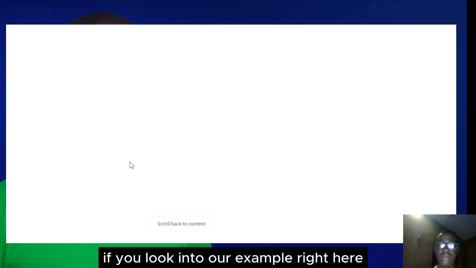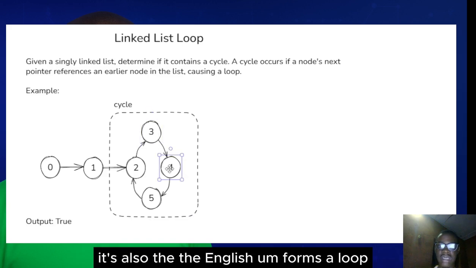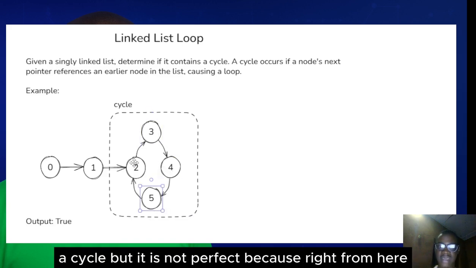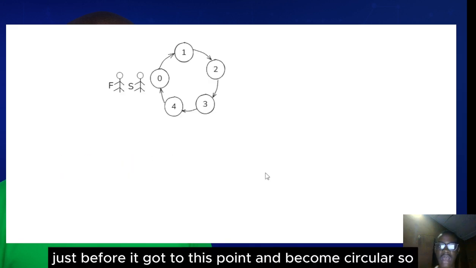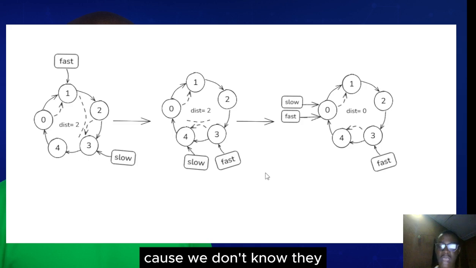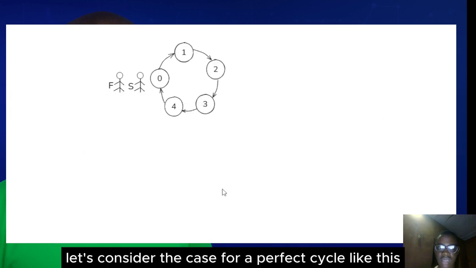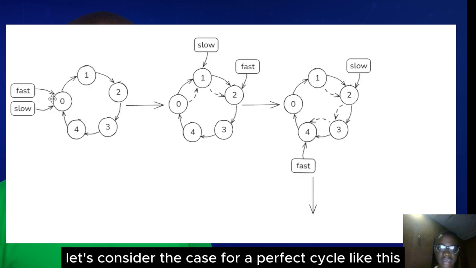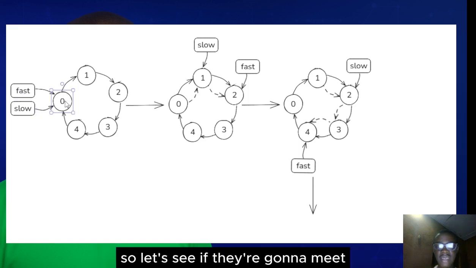If you look into our example right here, you see that, well, it's not a perfect cycle, though the linked list also forms a loop, a cycle, but it is not perfect because right from here it was linear just before it got to this point and became circular. But right now we're going to be considering a perfect cycle because we don't know. They can decide to give us any one of the 2. So let's consider the case for a perfect cycle like this. And now we have our fast pointer and our slow pointer on a perfect cycle. So let's see if they're going to meet.